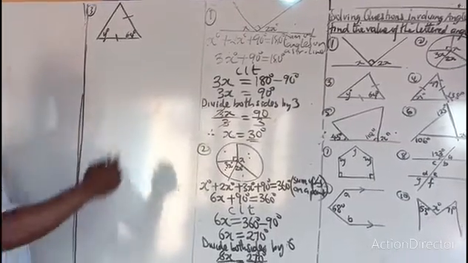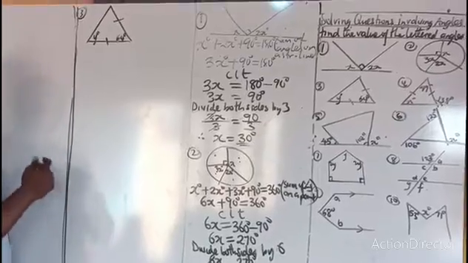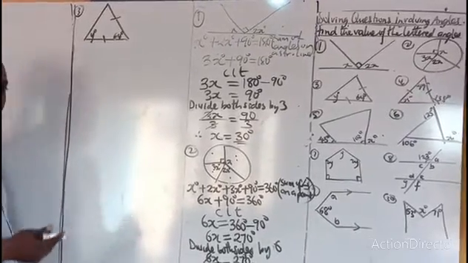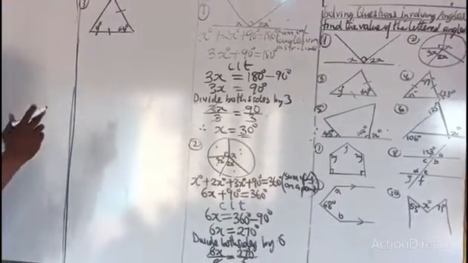Alright, now let's look at this question. This is a triangle, right? Yes. Now, by the name triangle, what does the word tri mean? Three. That means there are three angles.